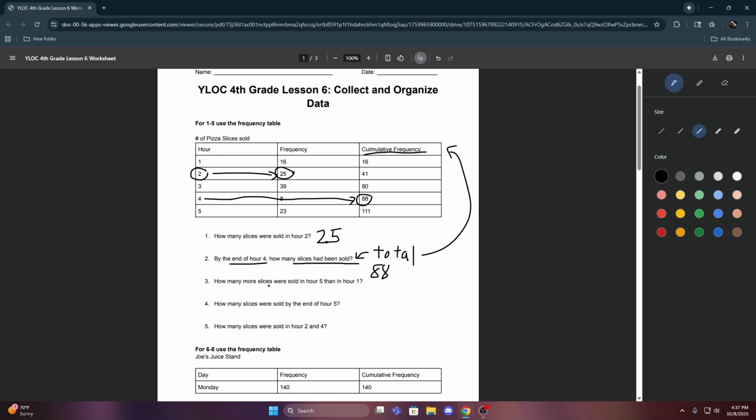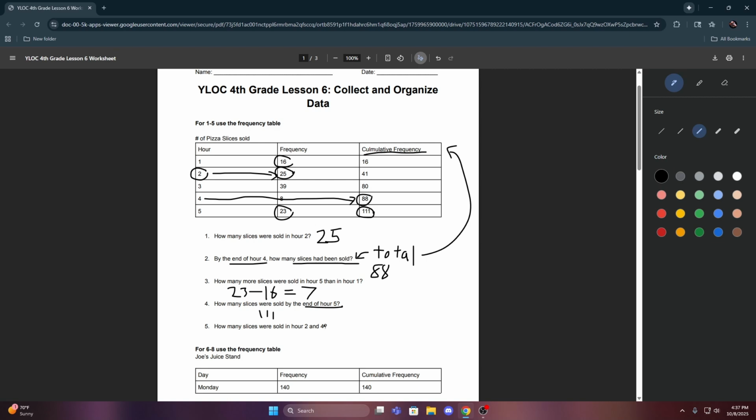Now 3, how many more slices were sold in hour 5 than hour 1? Hour 5 had 23, hour 1 had 16. 23 minus 16 would give you 7, and that's your answer. How many slices were sold by the end of hour 5? By the end of hour 5, once again, you want to look at this number, which is 111.